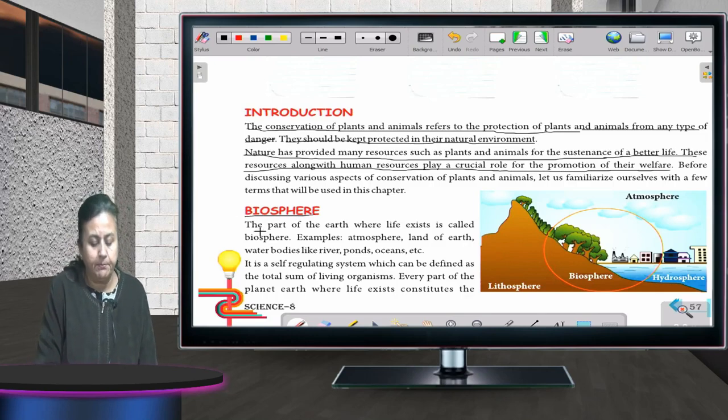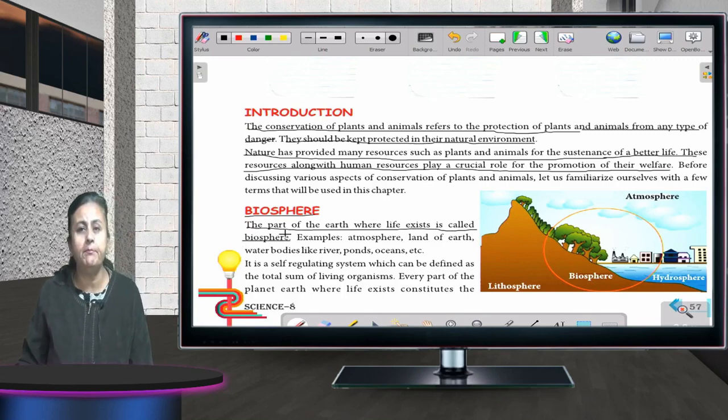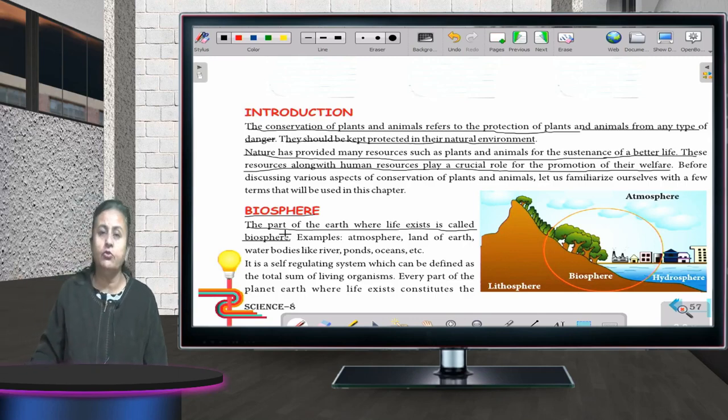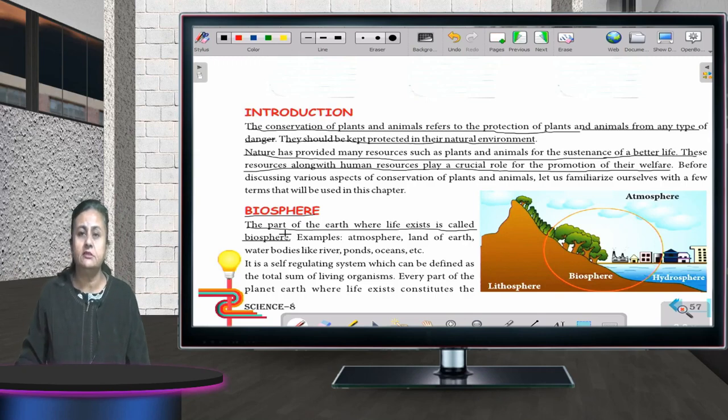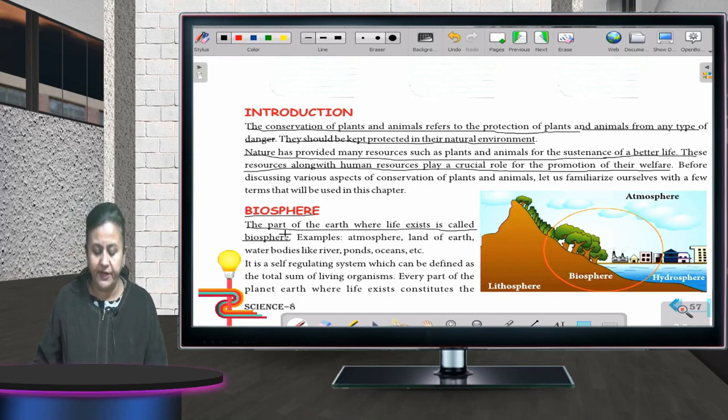Okay, the part of the earth where life exists is called biosphere. Any part of the earth where life exists is called biosphere. Life exists everywhere, in water, on land, in air, everywhere. So the part of the earth where life exists is called biosphere. Fine, children? Now coming to the next one.